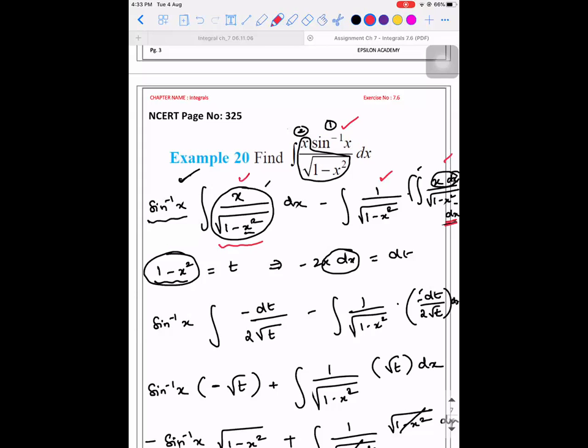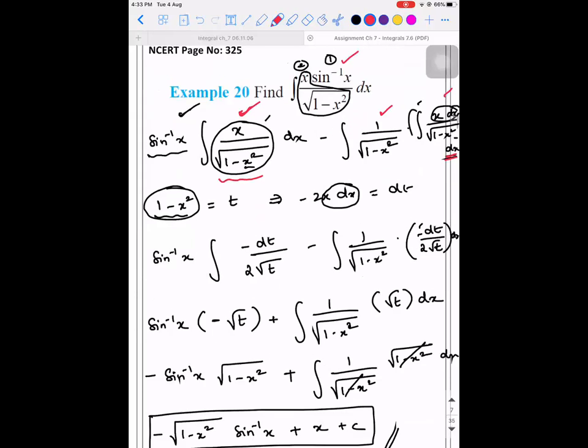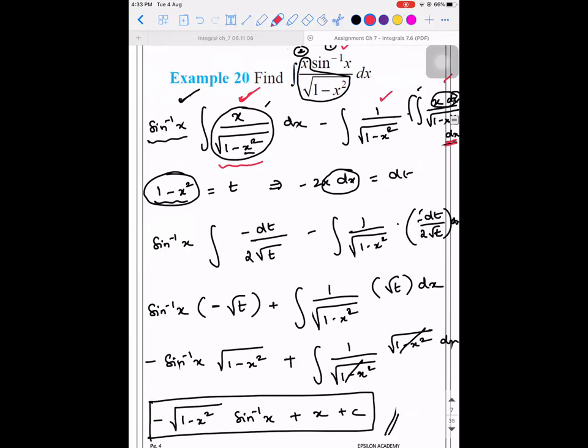Okay. So to find out the integral of x by root of 1 minus x square, I took it as t, but in other places I didn't substitute it.